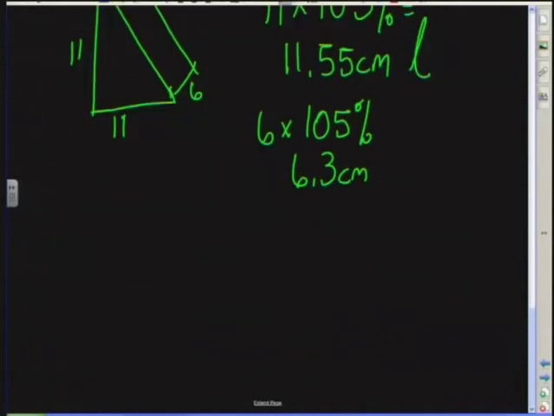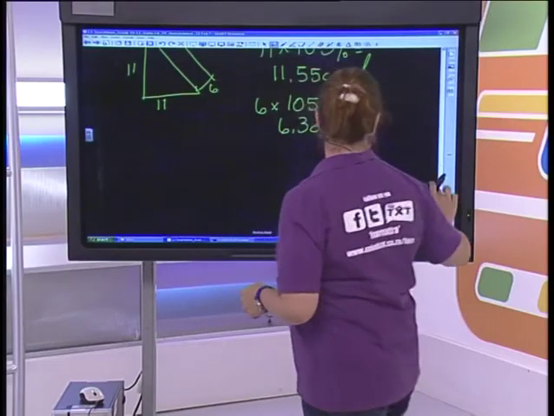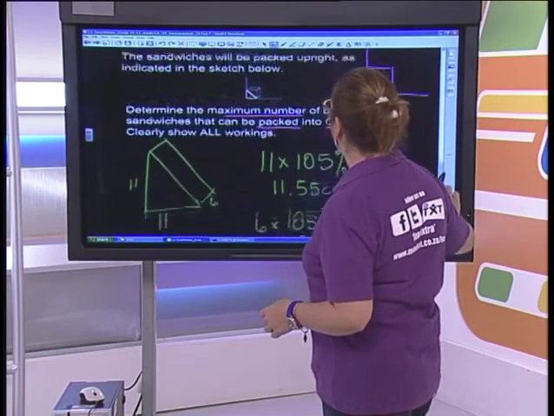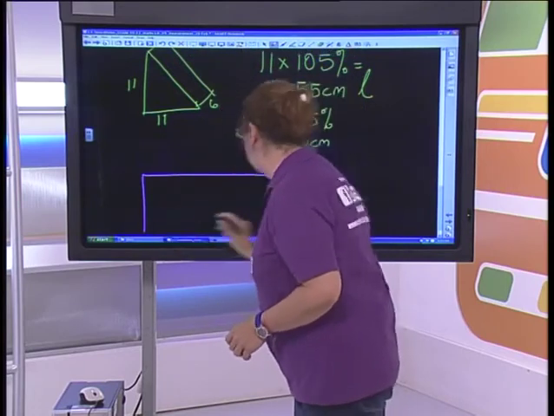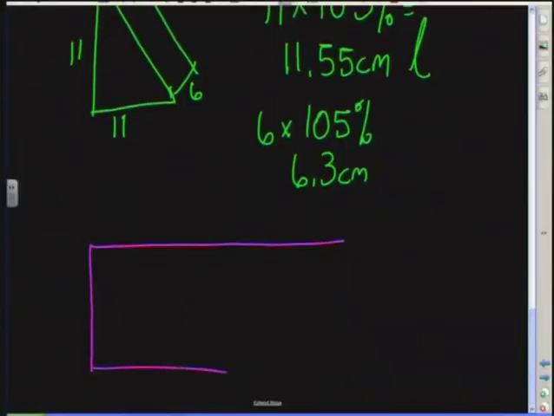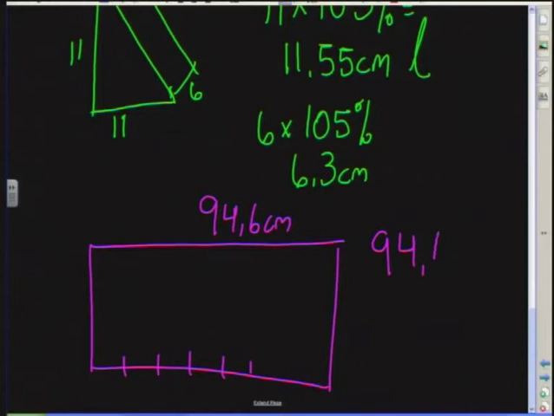Now I take my box, and in the bottom of the box, which was 94.6 centimeters long, I'm going to change colors. So, right, this was 94.6 centimeters, which is nearly a meter. How many of these 11.55s can I fit in? I'm going to divide this by however many 11.55 I've got. So I'm going to take my 94.6 and divide by 11.55.